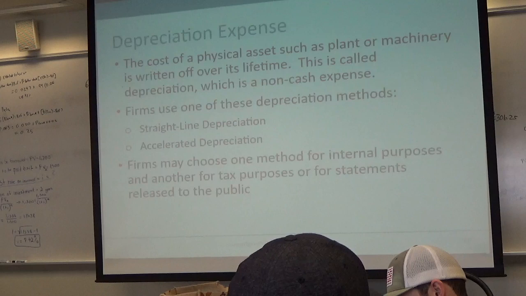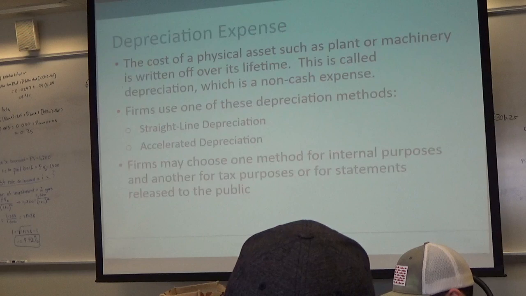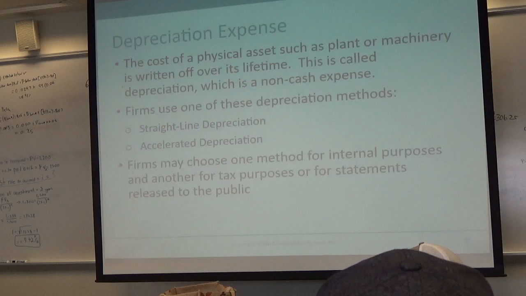So now I'll get into depreciation expense. Depreciation expense includes the cost of a physical asset, like a plant or machinery, that's written off over its lifetime. This is called depreciation. It's a non-cash expense. Firms use one of these depreciation methods: straight line depreciation and accelerated depreciation. Firms will choose a method for internal purposes and one for tax purposes or for statements released to the public.